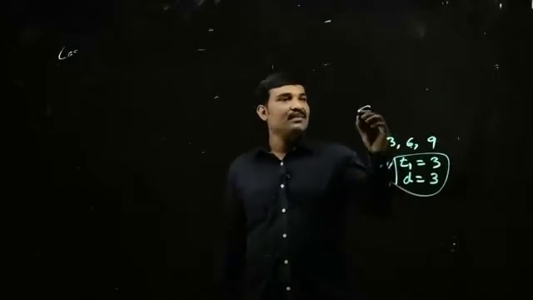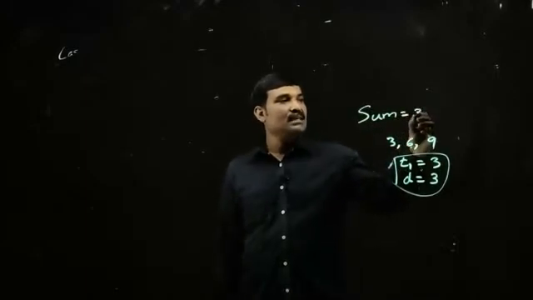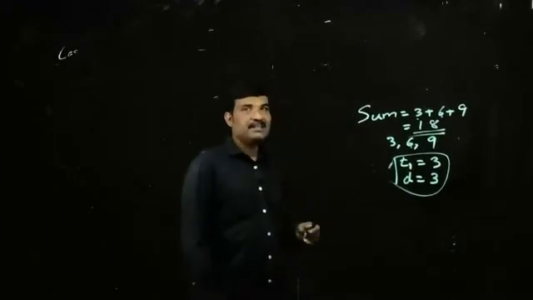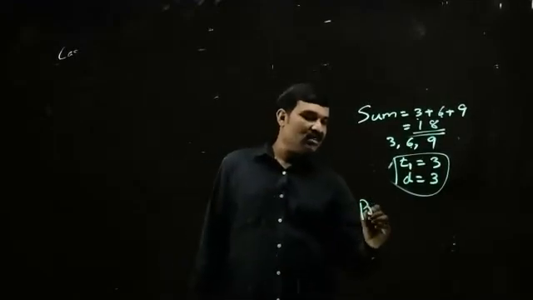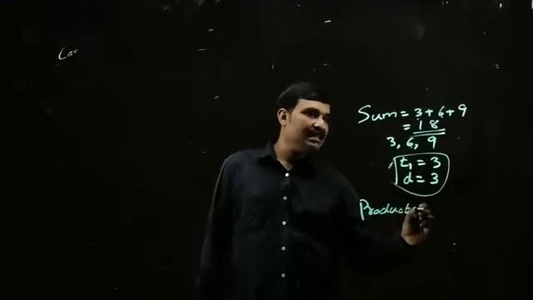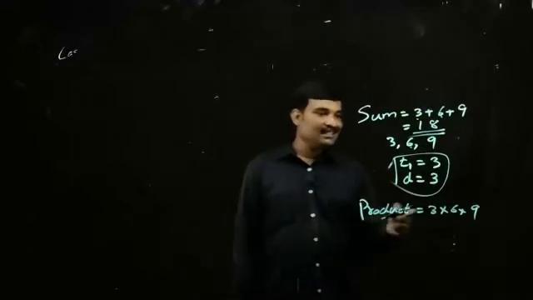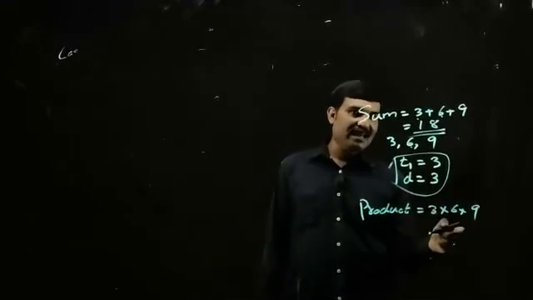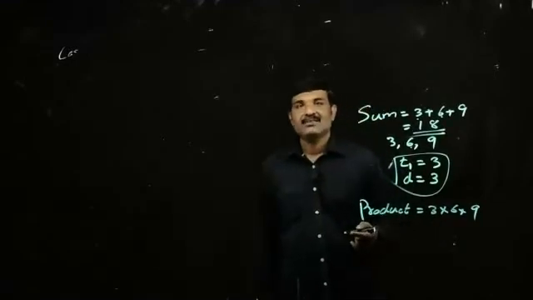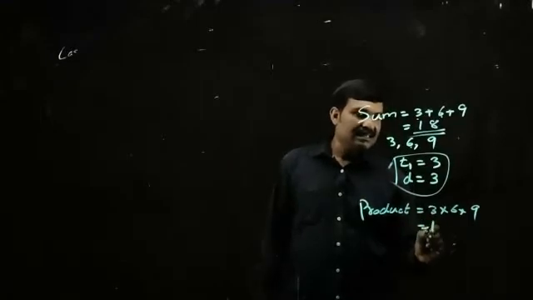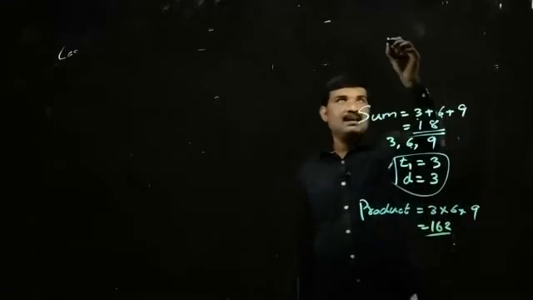Now what is the sum of these terms? The sum of these 3 terms is equal to 3 plus 6 plus 9. 3 plus 6 is 9, plus 9 becomes 18. Now what is the product of these 3 terms? The product of these 3 terms is equal to 3 into 6 into 9. 3 into 6 is 18. 18 into 9 means 180 minus 18, that is 162.